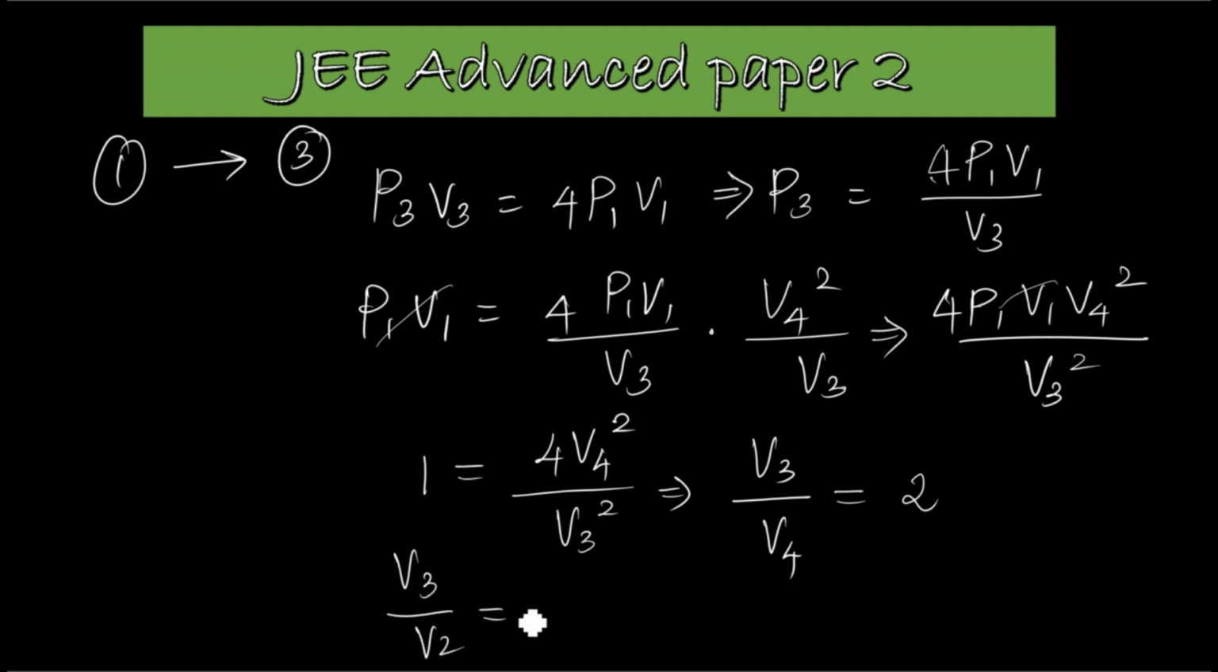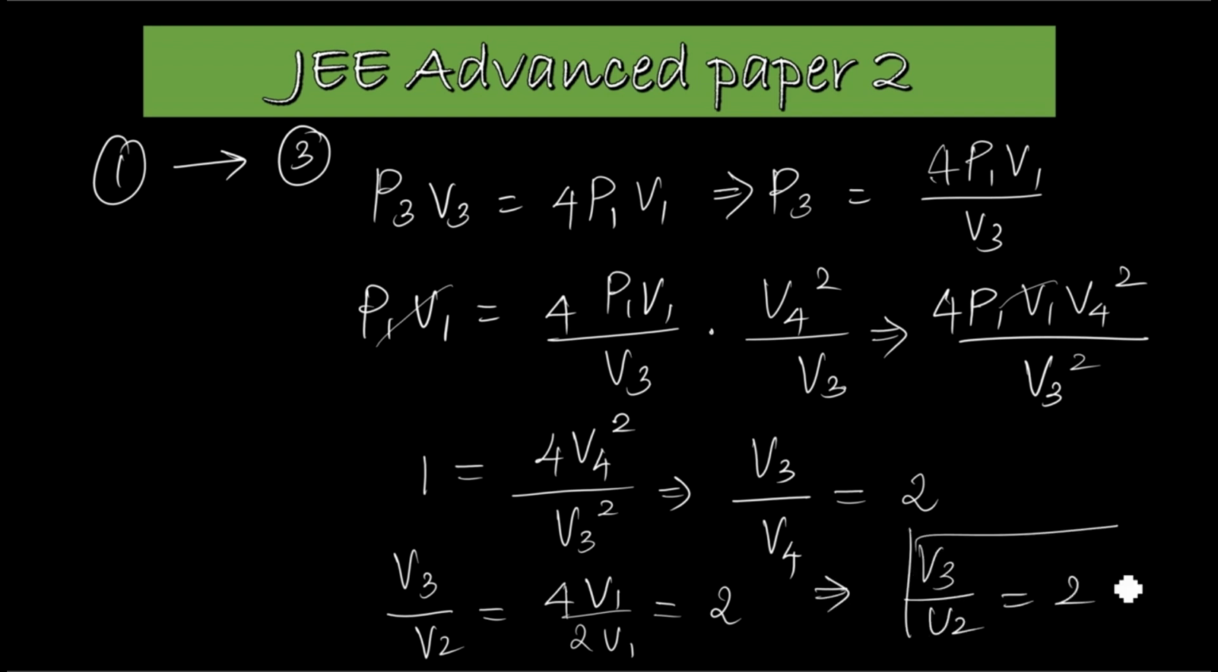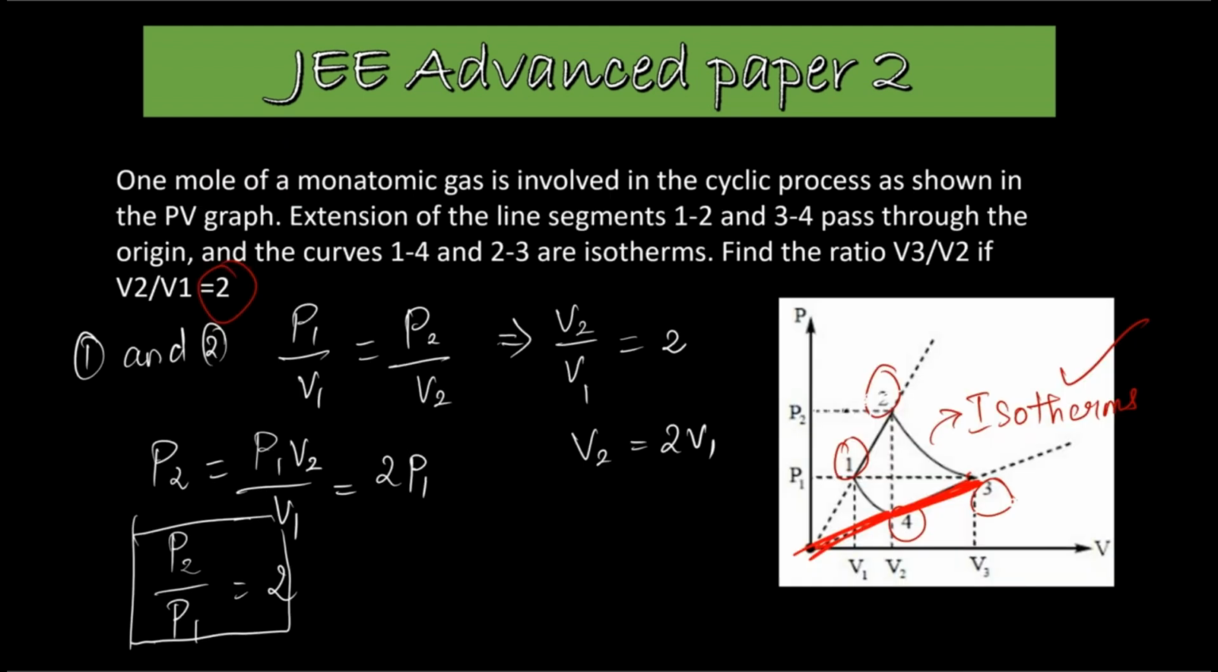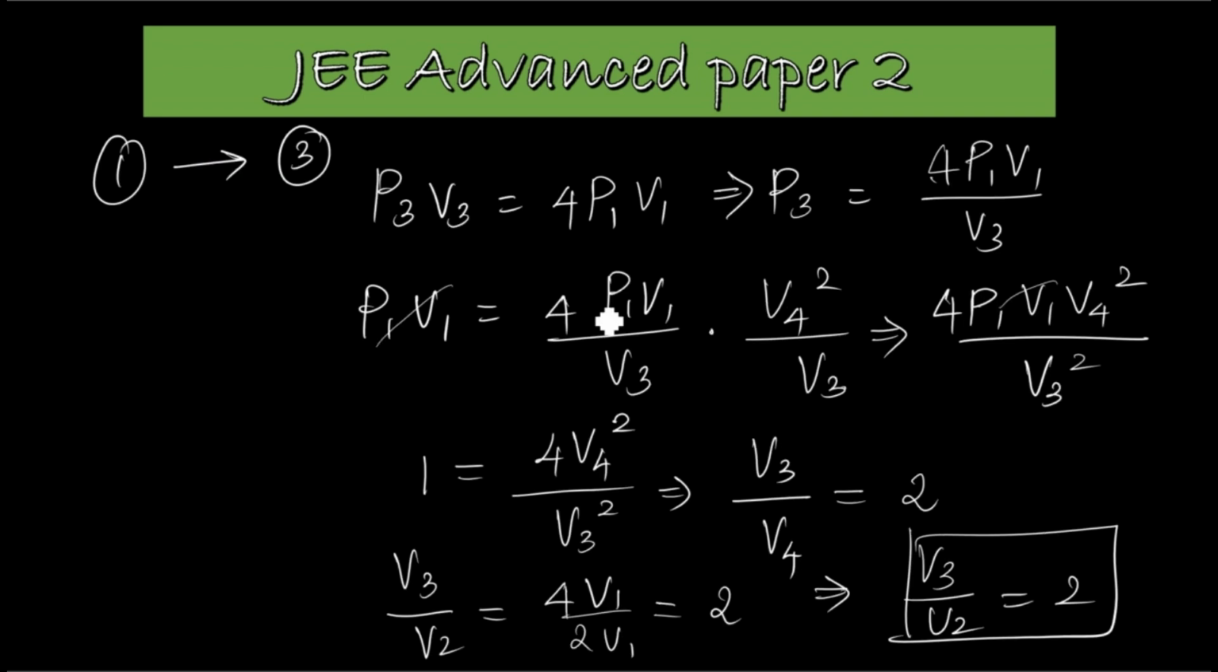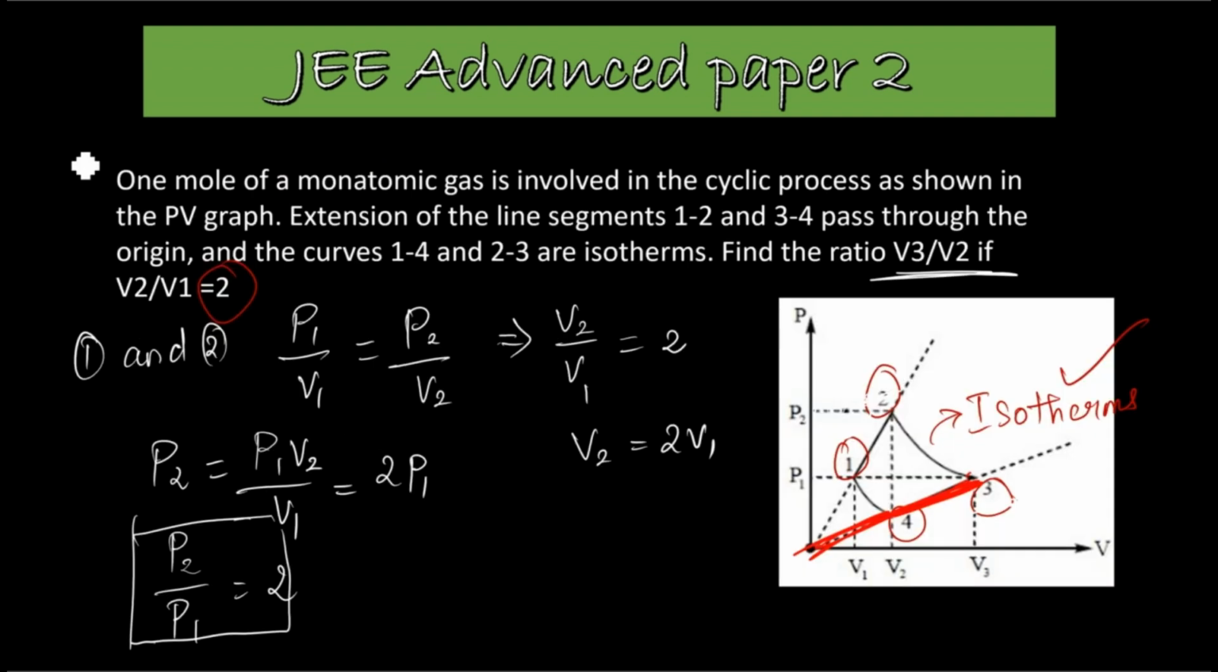V3 by V2 is 4V1 by 2V1, which is equal to 2. That gives me V3 by V2 equal to 2. Okay, the equation is V3 by V2 equal to 2 as your answer. So the question is simple. The formula we already know, it's a bit lengthy, that's it. Okay, save your time for this type of lengthy question.